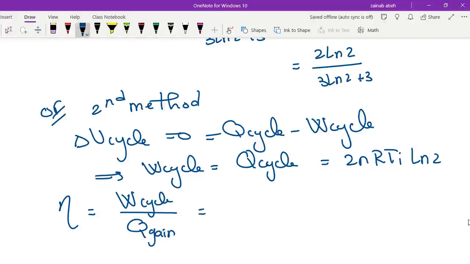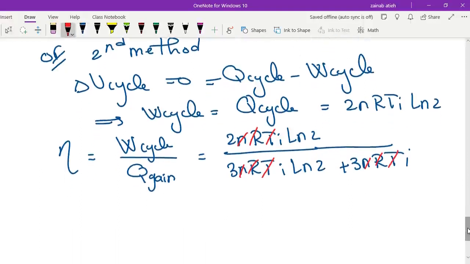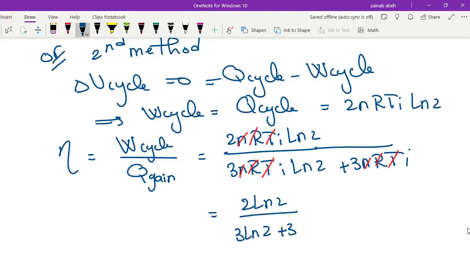Eta is either 1 minus absolute Q lost over Q gained, or the work of the cycle divided by the Q gained, the heat input. So simply I divide the work of the cycle by Q gained, which is 2nRTi ln 2 over Q gained, which is the positive, everything positive I got. The Q gained I have already calculated, which is 3nRTi ln 2 plus 3nRTi. Now I will cancel nRT everywhere, and I will finish up with the same eta as above. Both of them are correct. So 2 ln 2 over 3 ln 2 plus 3. And this is the answer.